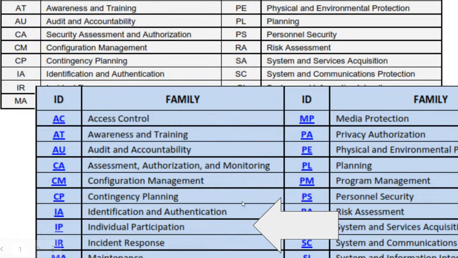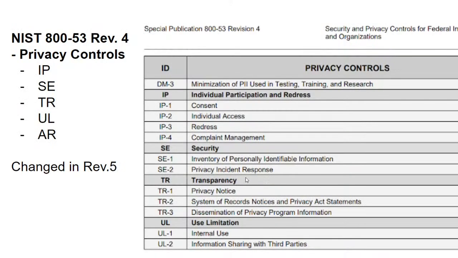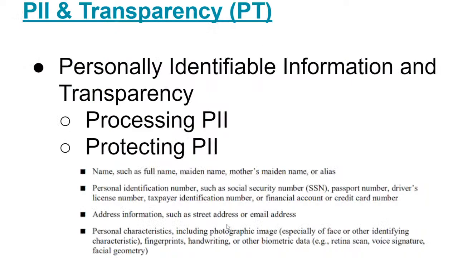Individual participation. They changed it from Rev 4, which had IP, SE and TR. These are individual participation, which includes things like consent, security, transparency, and use limitations and things like that. And they kind of combined them all into PT, which is personally identifiable information processing and transparency.